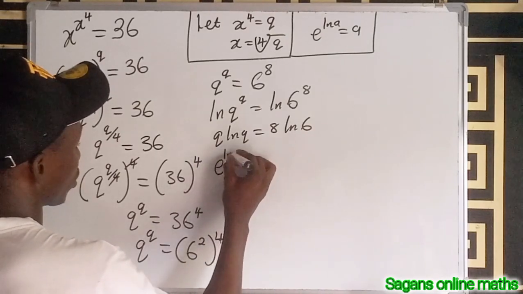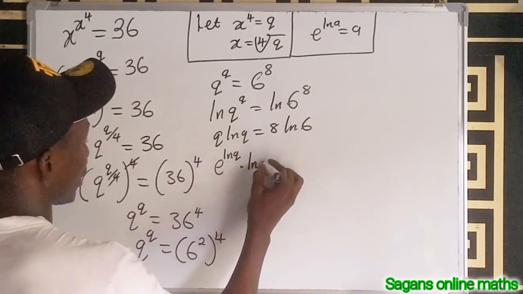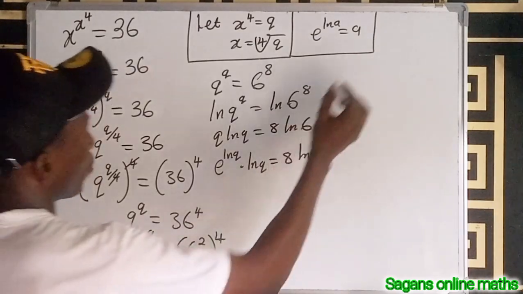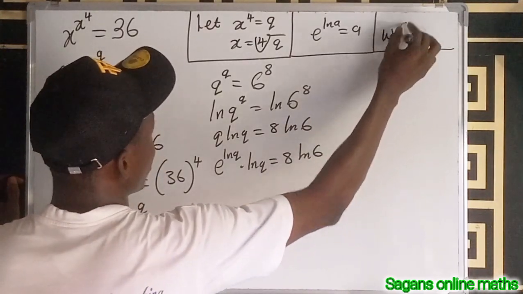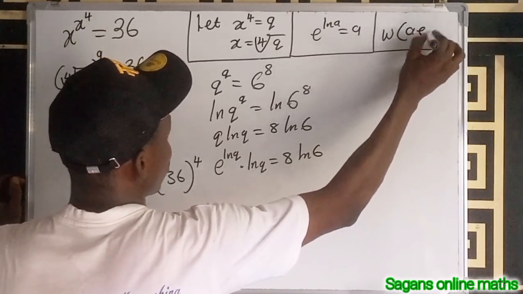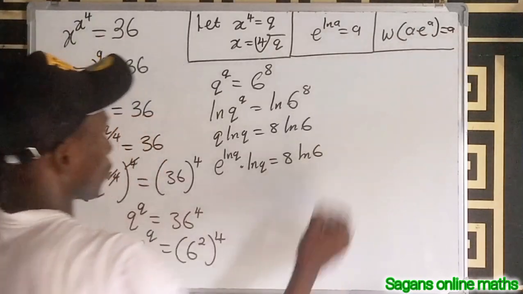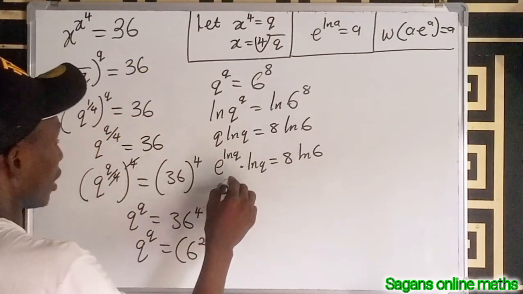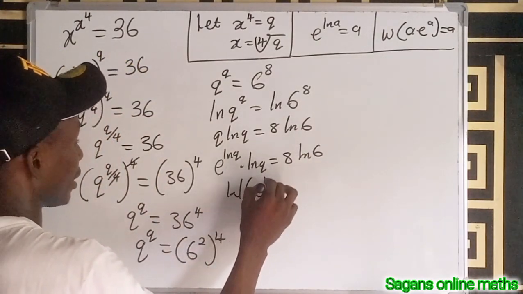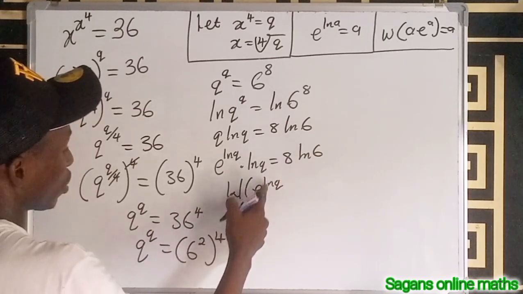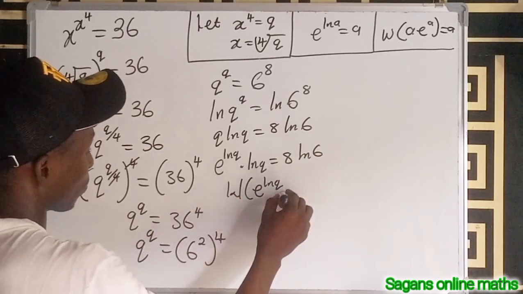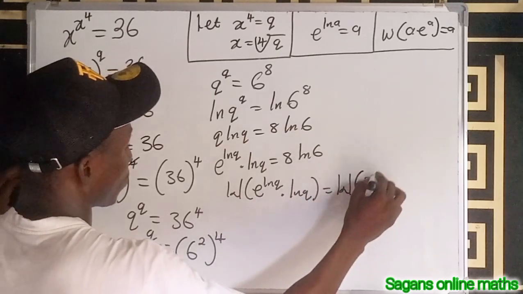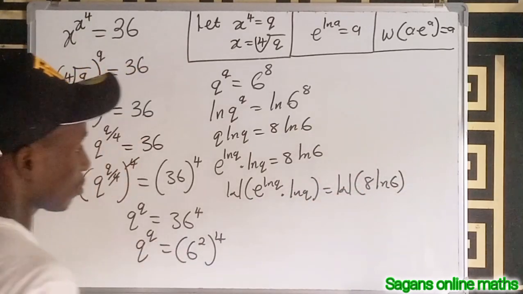So it means that this can also be seen as e to the power of ln q multiplied by ln q is equal to 8 ln 6. Now, by obeying the Lambert W function, that the W of a multiplied by e to the a is equal to a. This is the property of the Lambert W function. It implies taking W of both sides. That means the W of e raised to the power of ln q multiplied by ln q is equal to the W function of 8 multiplied by ln 6, which is the natural logarithm of 6, right?